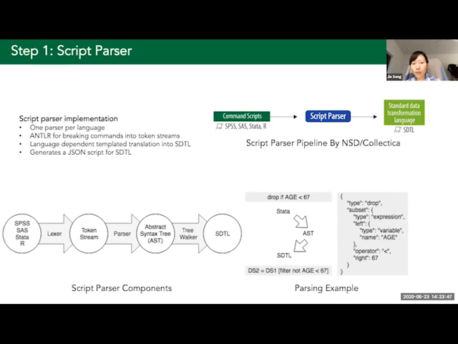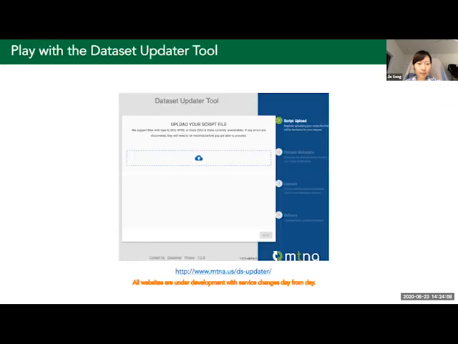Below is an example of how it works internally in the script parser. Given a Stata operation, we convert it to an AST and then reorganize it to SDTL. This is not real SDTL, it's just a simple representation because the JSON is too long. For the script parser, MTNA, who is in charge of developing the parser for SPSS and R, has created a standard independent tool that's available online. You are able to upload a script in SPSS or R, and it will return a corresponding SDTL script. So you can work with your own script. And we are updating the website, so be careful if it breaks.